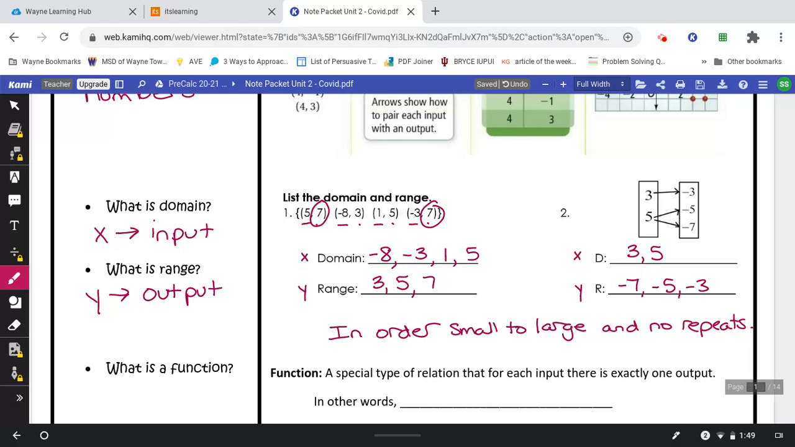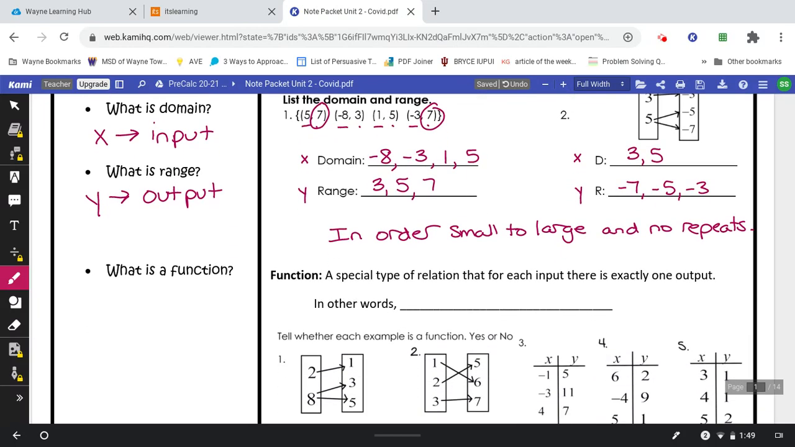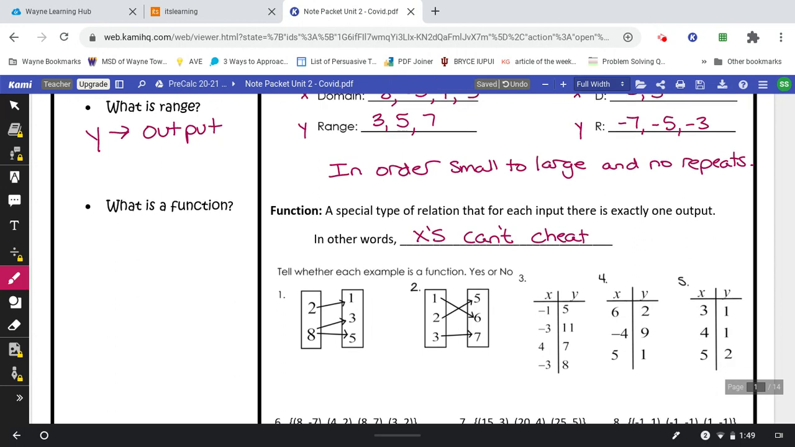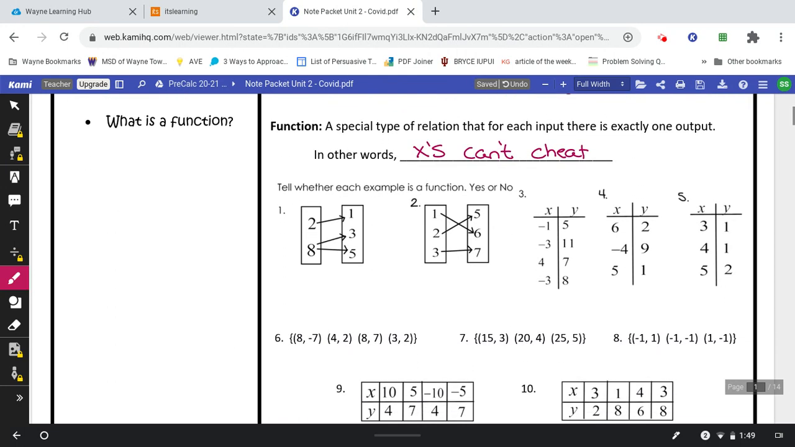So relations is just any pairs of numbers kind of grouped together. Now, a function is a very specific type of relation. So a function is a special type of relation that for each input, x, there is exactly one output, y. I always explain it as the x's can't cheat. So this is kind of a very basic way of understanding functions, but it is very helpful.